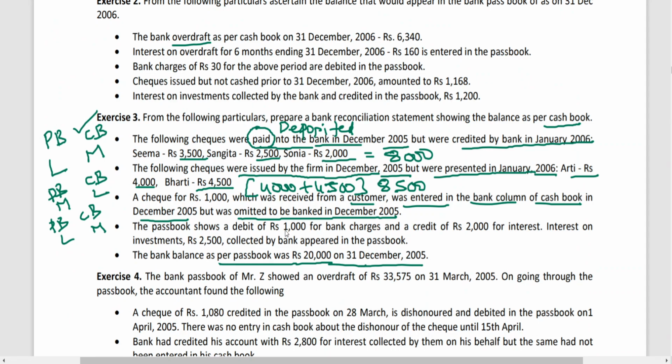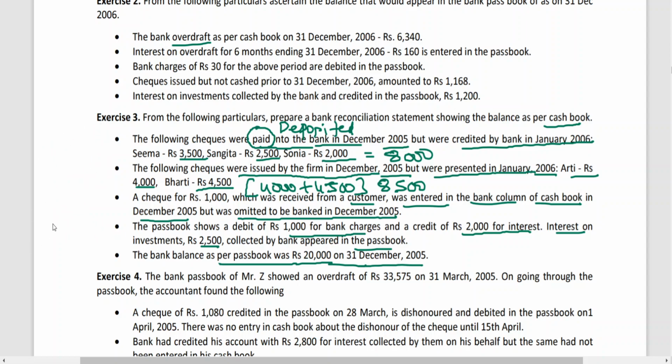The passbook shows a debit of 1,000 for bank charges and credit of 2,000 for interest. Interest on investment 2,500 collected by bank appeared in the passbook. So we are having three transactions. First, let me take passbook shows a debit. When passbook is showing debit, what do you mean by this? Passbook debit means payment, no? Payment entry is for bank charges there in passbook. That means passbook is less because payment entry is there in passbook. Passbook is less, cash book is more.